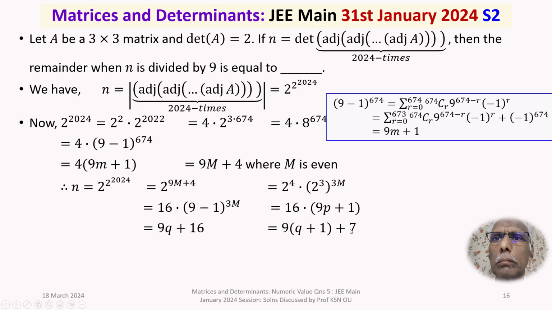So from this 16 we have written 9 plus 7. Then 9q plus 9 plus 7. That is 9 into q plus 1 plus 7. Right. Therefore, now divide by 9. When you divide by 9, the remainder is 7. The remainder when n is divided by 9 is 7. So the answer to this question is 7. And that is the detailed discussion of the solution of this problem. And it is definitely an interesting question. I am sure that you have understood the solution of this problem.